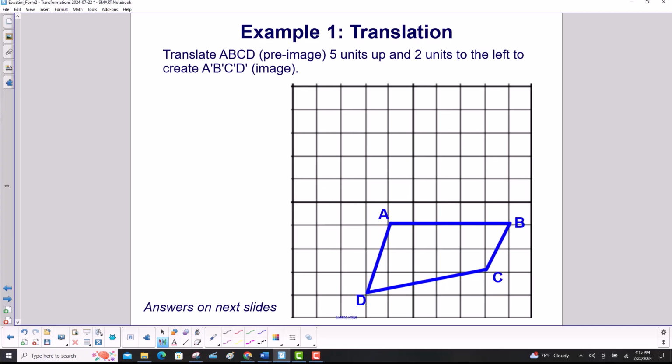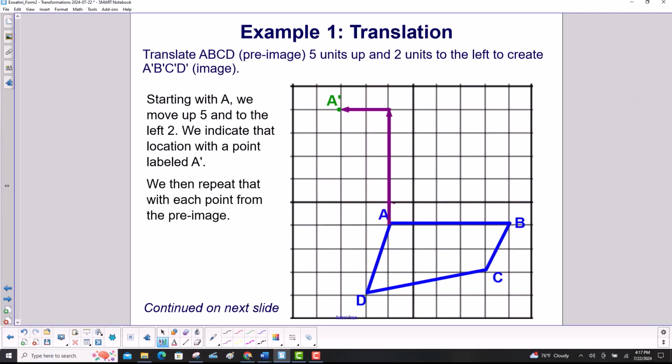Let's work an example. Translate ABCD, which is the pre-image, 5 units up and 2 units to the left to create A prime, B prime, C prime, D prime, which is the image. Start with point A over here on the pre-image. Move up 5, so 1, 2, 3, 4, 5, and then to the left 2, 1, 2. Indicate that location with a point labeled A prime. We will then repeat that with each point from the pre-image.